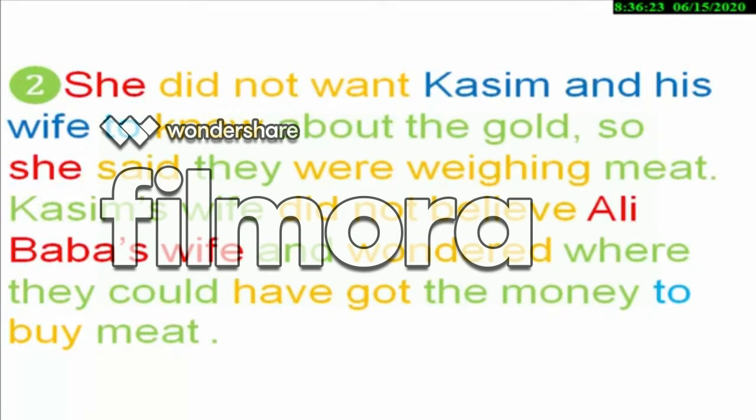So Ali Baba's wife did not want to tell Qasim and his wife that really they found gold. So she did not want to tell them, meaning she lied to them. Qasim's wife did not believe Ali Baba's wife, أنها لم تصدق زوجة علي بابا, and wondered, وتساءلت, where, أين, they could have got the money. Where they could have got the money.